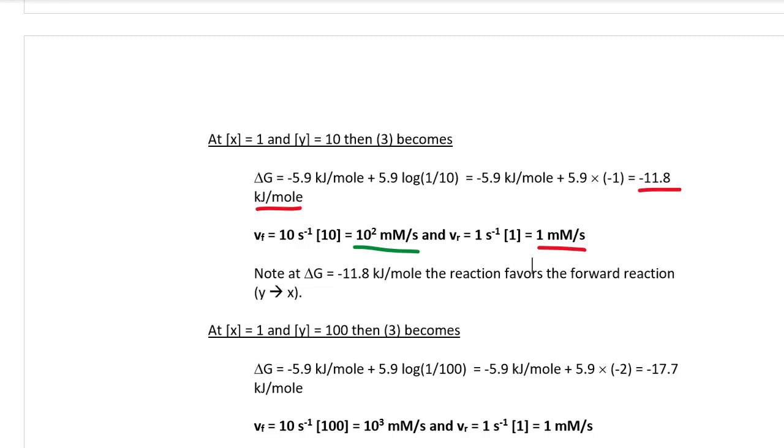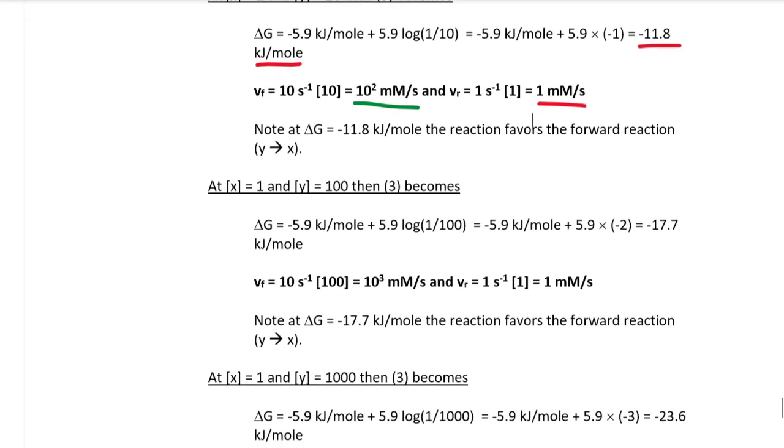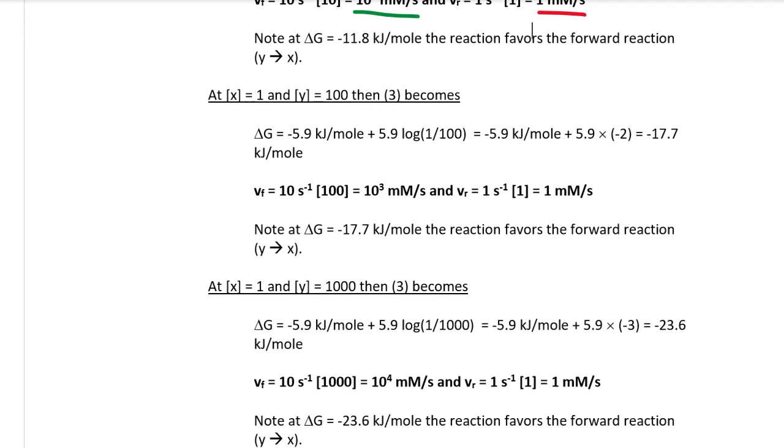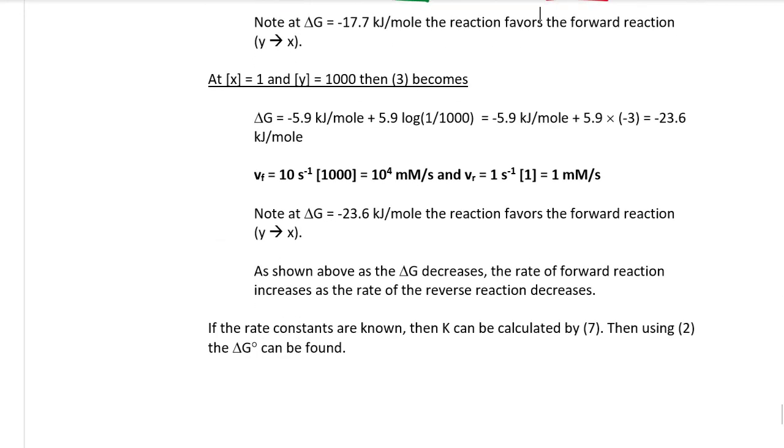So the farther away you get from equilibrium, the more the difference grows. Like here, we're at minus 17.7 kilojoules per mole. Now the forward reaction has 10 to the 3 millimolarity per second, whereas the reverse reaction is still at 1 millimolarity per second. And so on. So the next one is negative 23.6, and we're going to see a bigger difference, 10 to the 4 millimolarity per second for V forward to V reverse being 1 millimolarity per second.